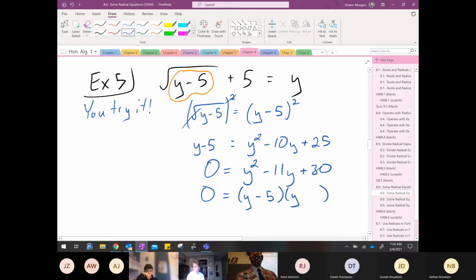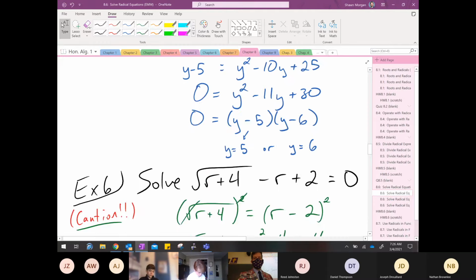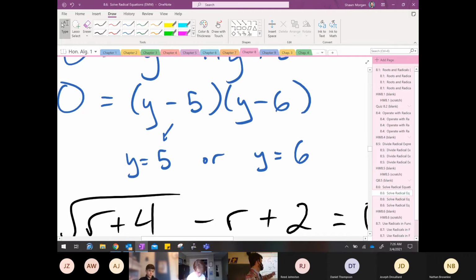Very good. Y minus 5, y minus 6. And therefore, that tells me that y equals 5 or y equals 6. Why didn't I put a box around those answers and say, we're done? Oh, okay. So we're already at the point at which we have 2 answers. Well, but why am I not finished with this problem, in other words?